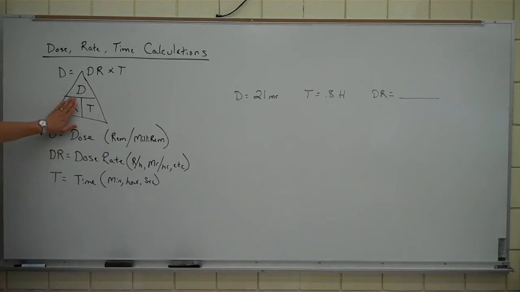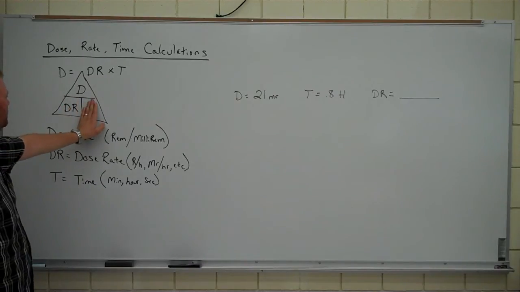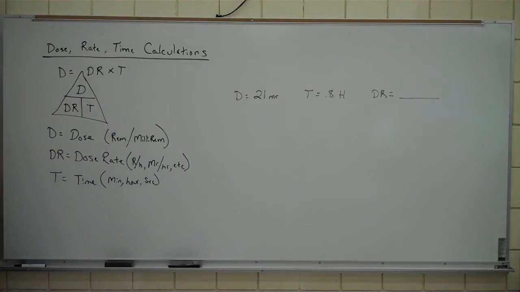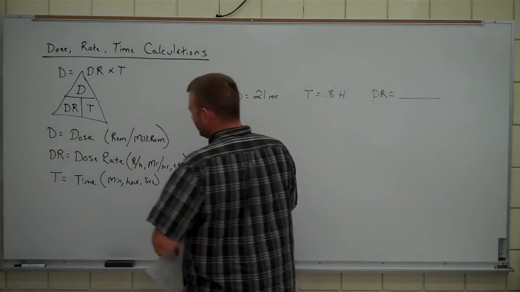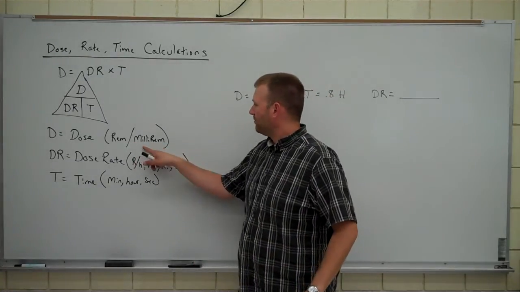If you want dose rate covered up, it'd be dose divided by time. If you want time covered up, it'd be dose divided by dose rate. So, here's everything down here. We've got D being dose. We're going to call that rem or millirem.